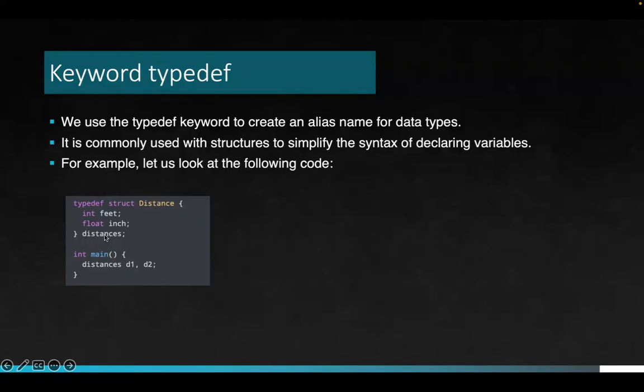So this is not another structure variable. This is the typedef alias name. Whenever you want to use this structure, you just use the alias name Distance. It indirectly uses the structure name over here, distance.